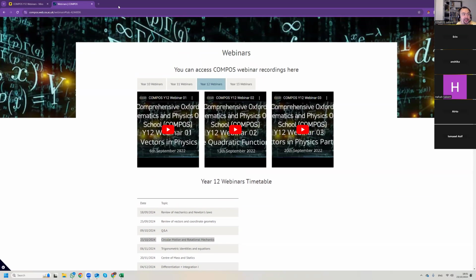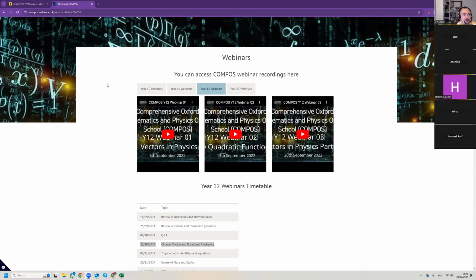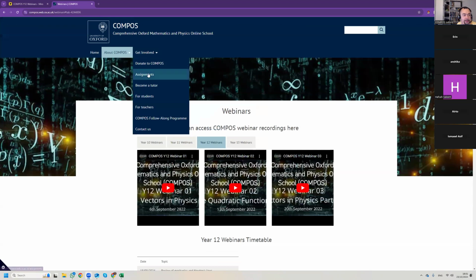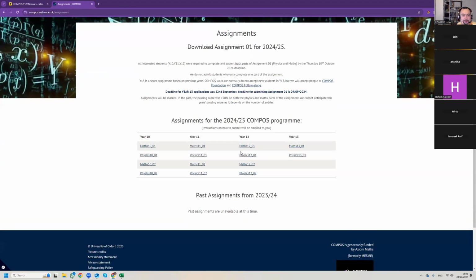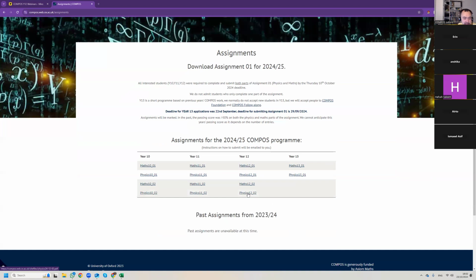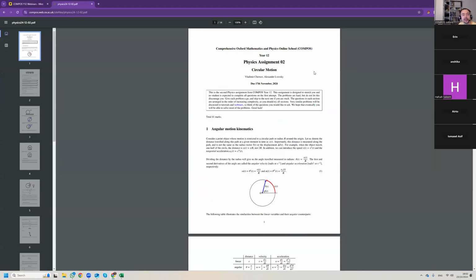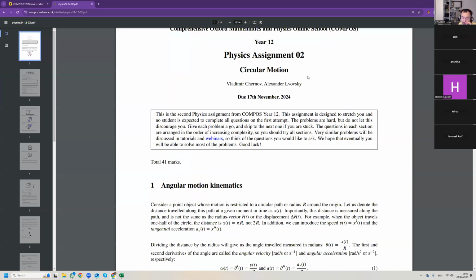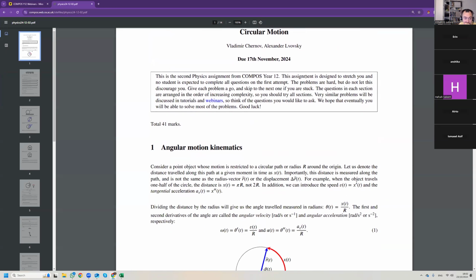So who's managed to download the assignment on circular motion? Do you know where to get it? No one? Hasn't anyone seen the assignment? It's on the website in the assignments section. Sorry, we weren't clear. So, physics assignment 2, and this is the assignment. We're talking about circular motion.